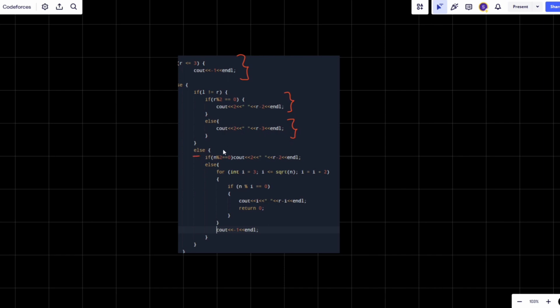Else, when L is equal to R, at that time, if it's an even number, by mistake I wrote N over here, it was R. Whenever the value is even, we take A as 2 and B as R minus 2. And this is for the odd case. We iterate from i equal to 3 to square root of n, and we try to find a factor. If any factor i exists, then A is equal to i and B is equal to R minus i. And in case there is no factor, that means it's a prime number. We simply print -1.